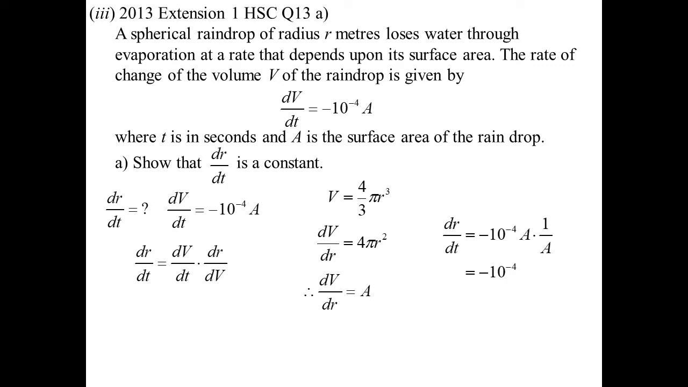Now, let's sub that in. dV/dt, they told us, was minus 10 to the power of negative 4 times A. We want the reciprocal of dV/dr, so times 1 over A. The A's cancel. I'm left with a constant number. So, yep, it decreases at that constant rate of 10 to the power of negative 4.